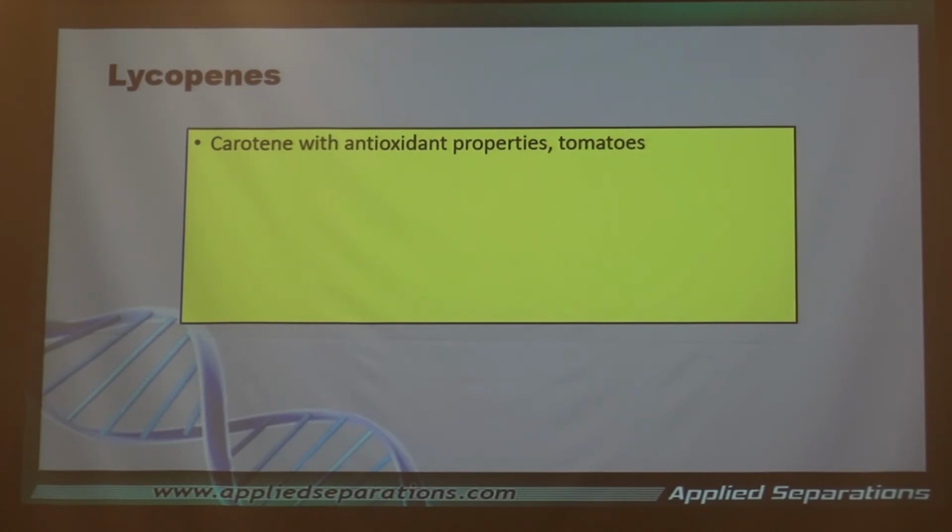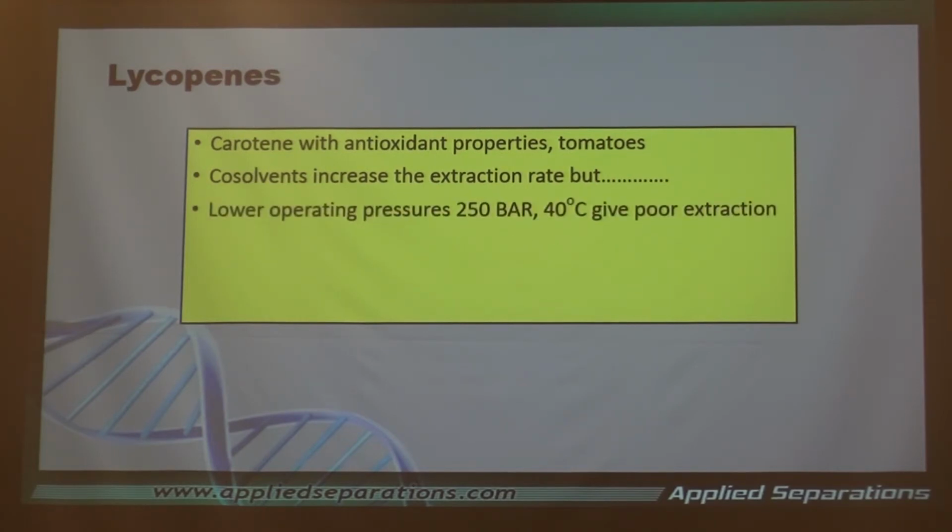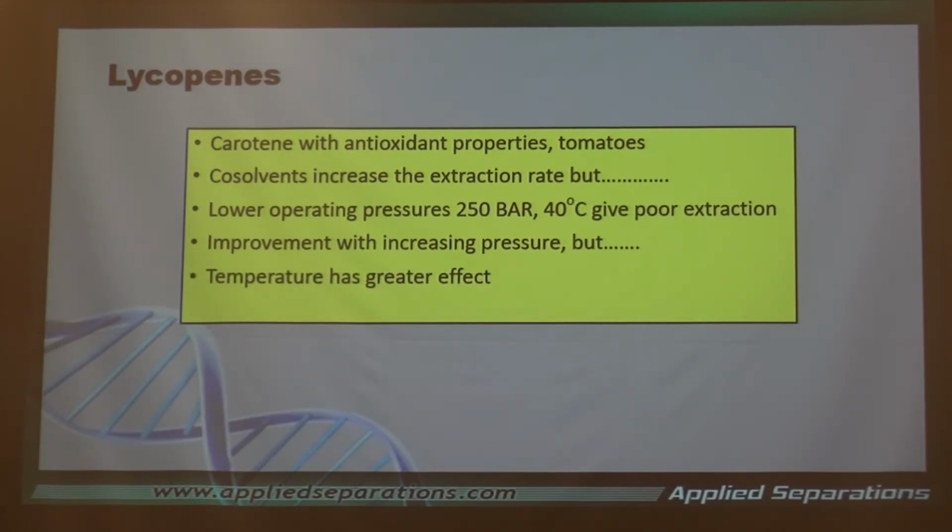Now, lycopene is in tomatoes. We can increase the rate of extraction of lycopene using a cold solvent, but this gives you a poor extraction, brings on lots of other products as well, and is not as clean as doing it with supercritical CO2. You can have a lower pressure, but at 40 degrees, the extraction is pretty poor. Now, you get some improvement with increasing the pressure, but temperature has a greater effect.